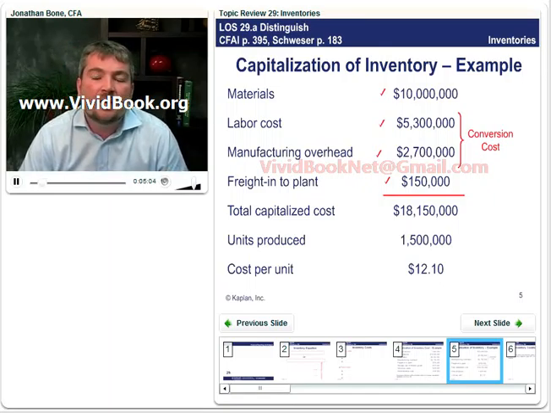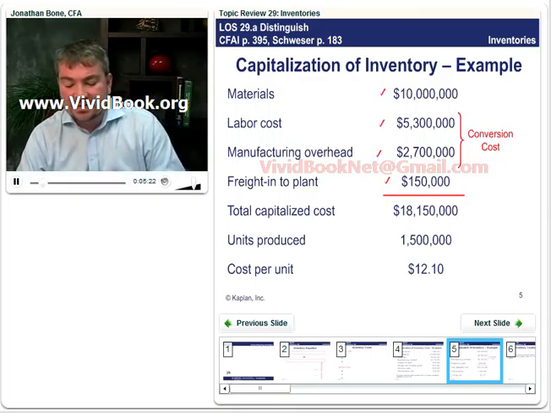So if we add up our costs, 10 million, 5.3 million, 2.7 million and 150,000, we get a total cost of our inventory of 18.15 million. Divide that by the number of units you've actually produced in the year, 1.5 million, and we get our standard cost per unit of $12.10.